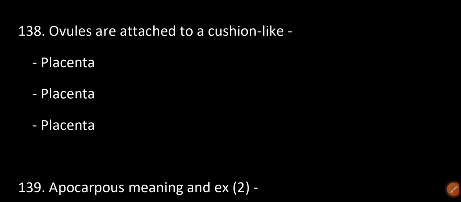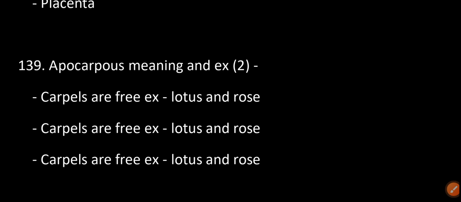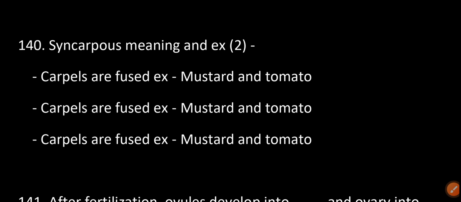Ovules are attached to a cushion-like placenta. Apocarpous means carpels are free, example lotus and rose. Syncarpous means carpels are fused, example mustard and tomato.